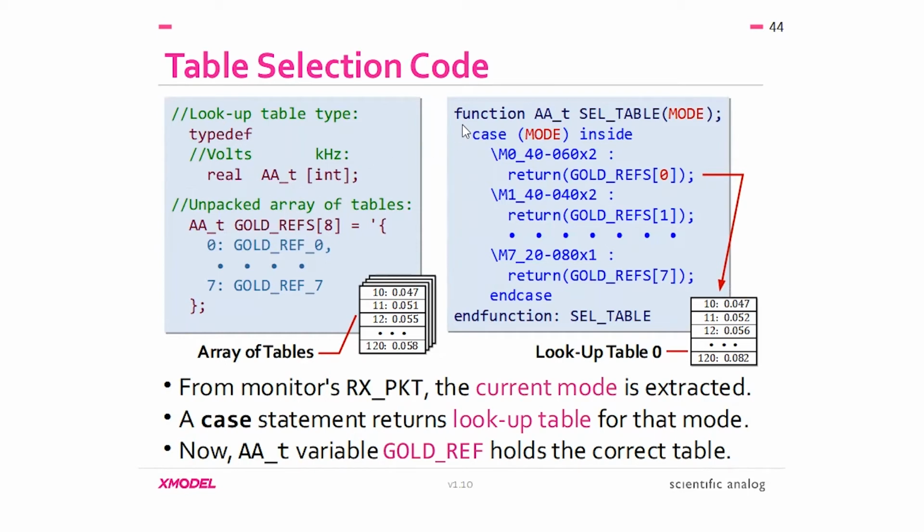And so our selectTable function takes in the current mode, uses a case statement to find a match, and here we have the backslashed mode names, including a trailing space, and it'll return the element of goldrefs, in this case the 0th lookup table, corresponding to that mode. So here is our lookup table held in the variable named goldref, ready to be scanned.